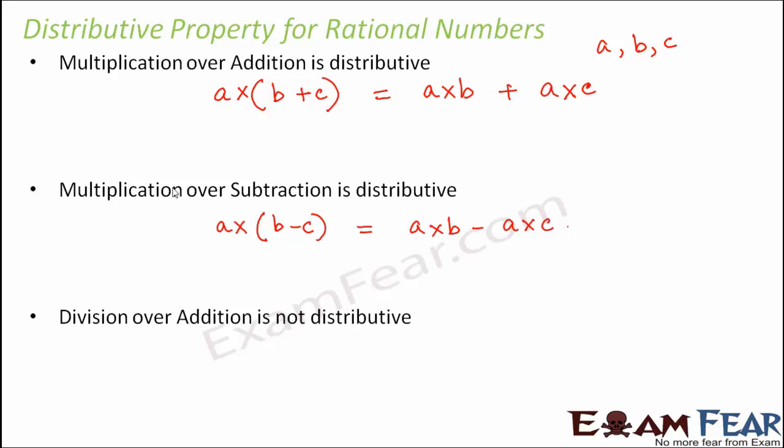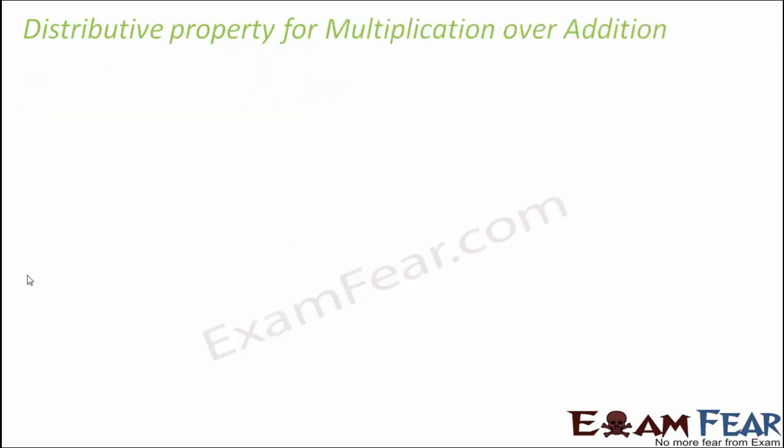So this distributive property basically talks about multiplication over addition and multiplication over subtraction. So let us prove the two. Let us first prove the distributive property of multiplication over addition.